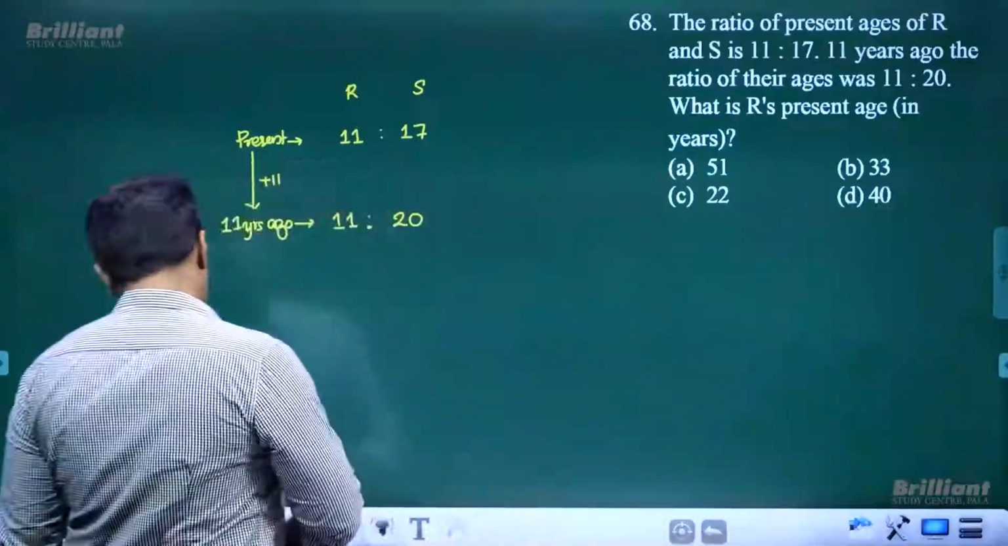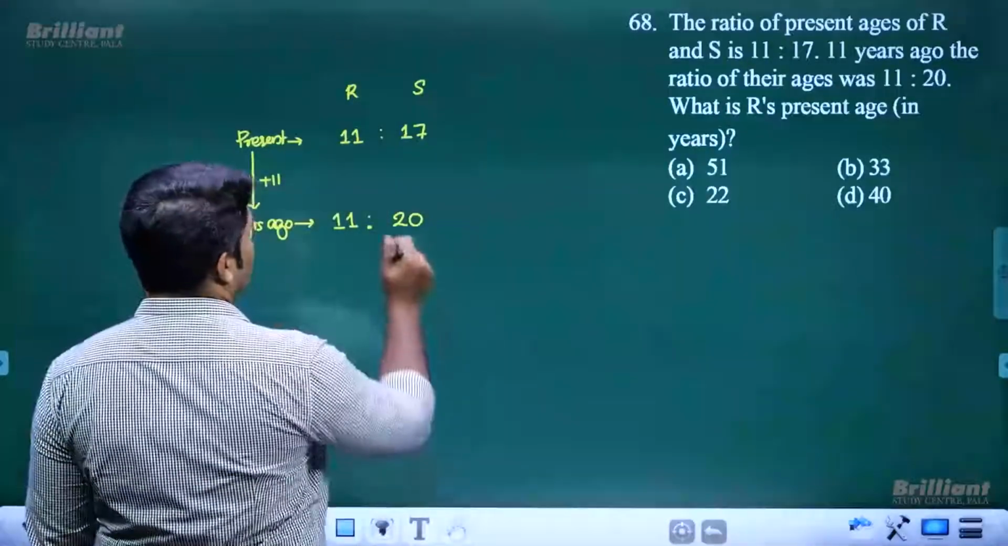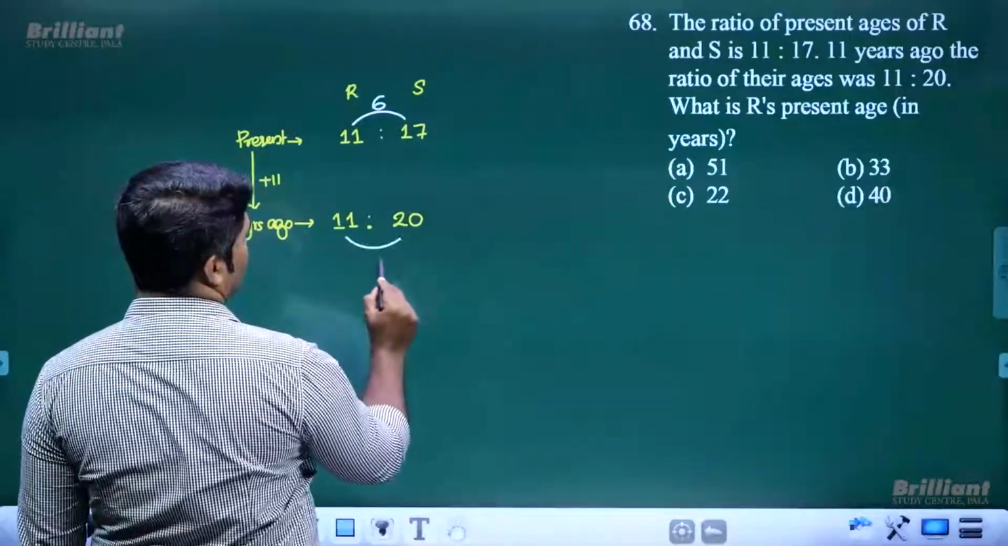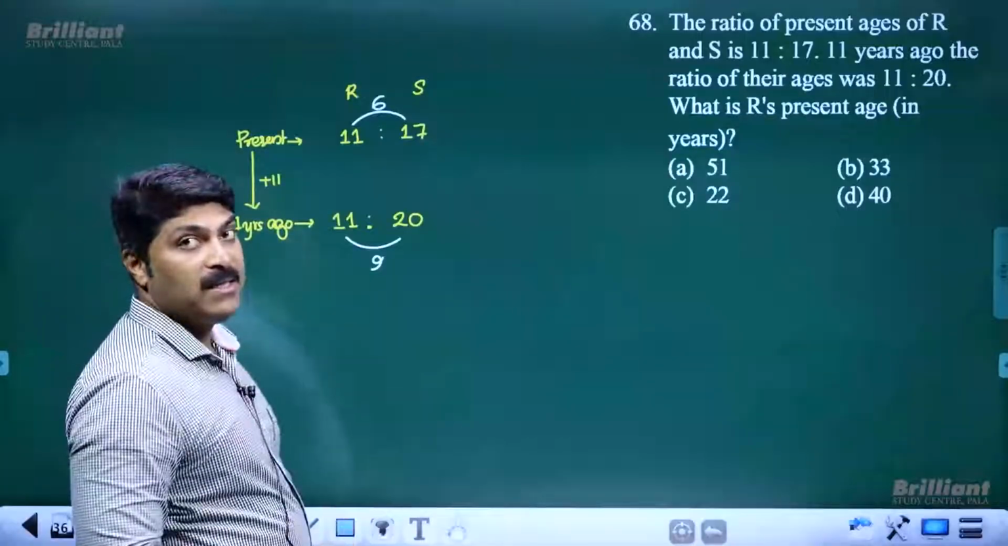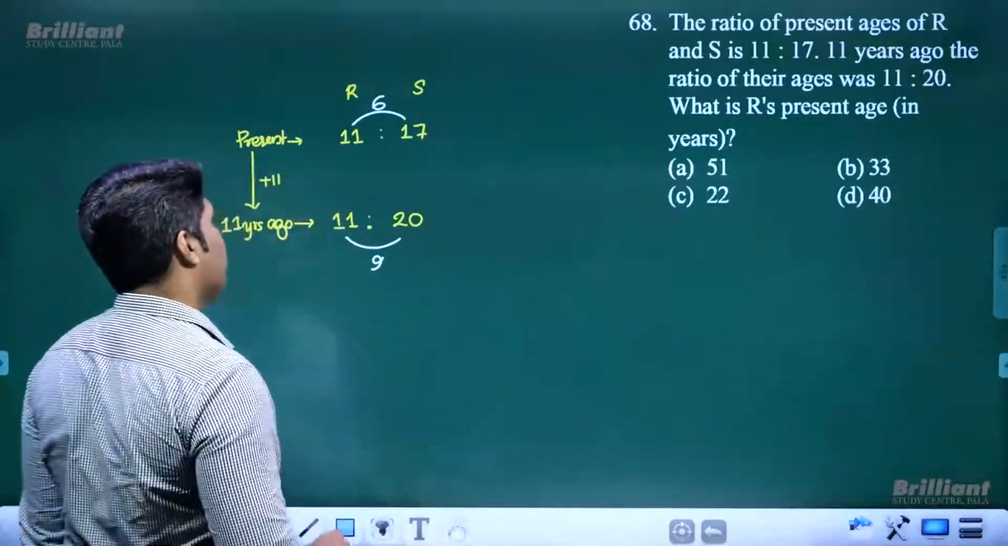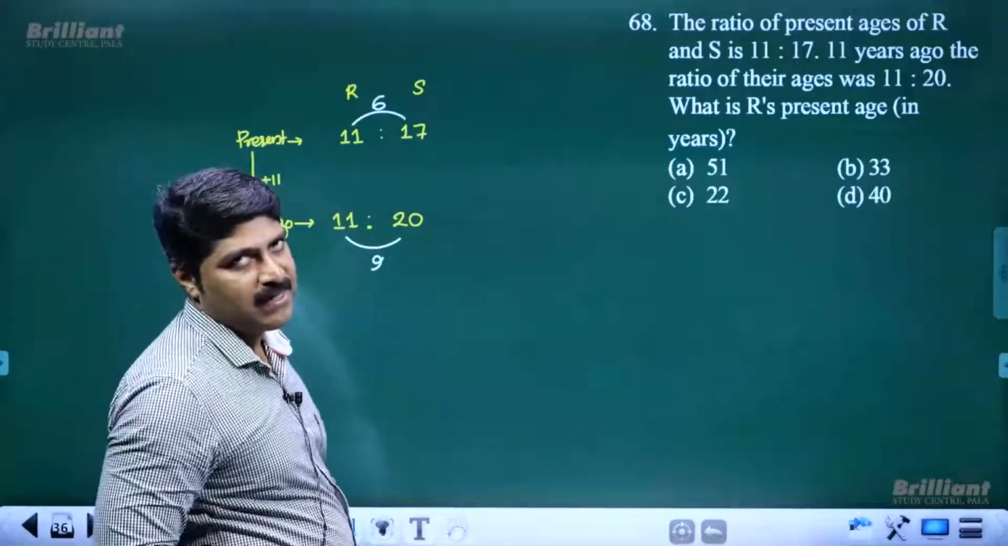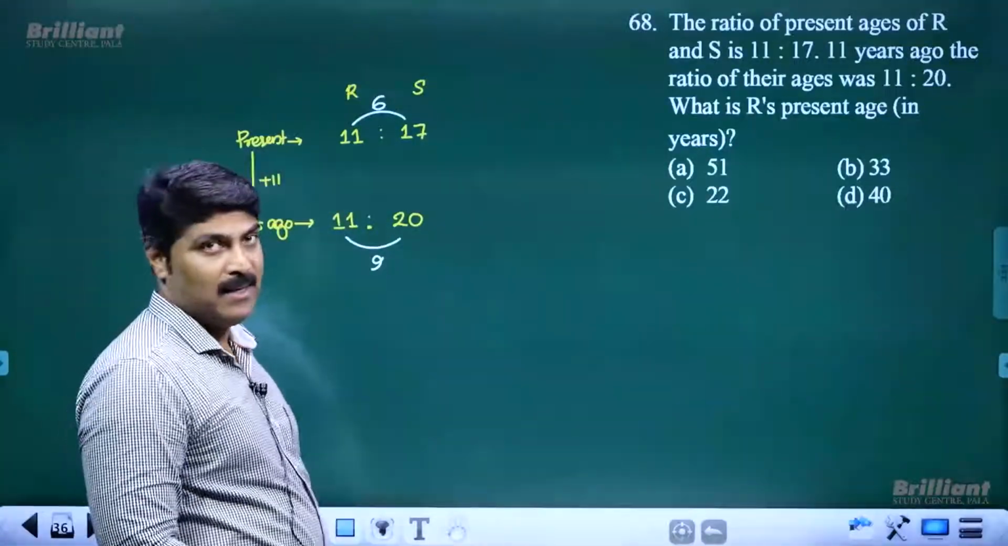How to equate the horizontal difference? Here we just observe what the horizontal difference is right now. This is 6 and this is 9. If you want to make these two differences equal, it's quite simple. What is the LCM of 9 and 6? That's equal to 18.